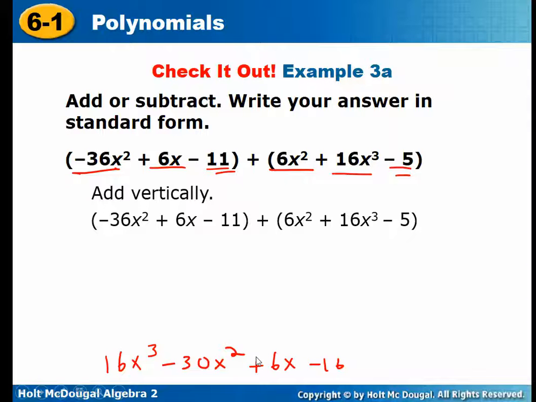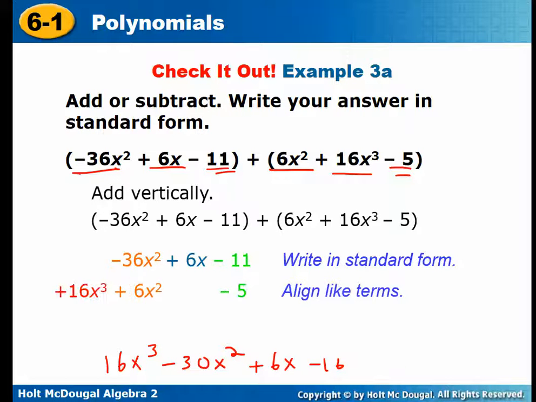Now the slide here shows writing these in standard form and then lining them up vertically and then adding your like terms after that, but you can see that it's the exact same answer. It's up to you how you want to organize your work. You only have to put the solution on the answer sheet, on the worksheet.